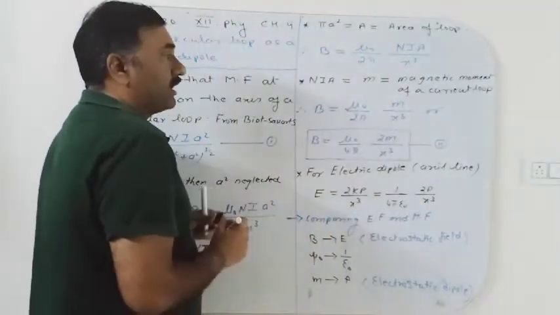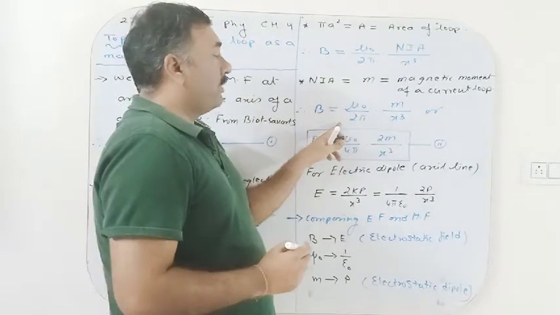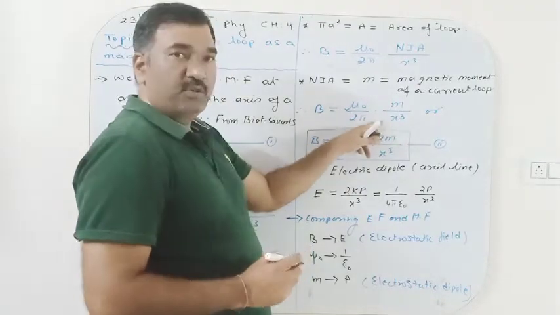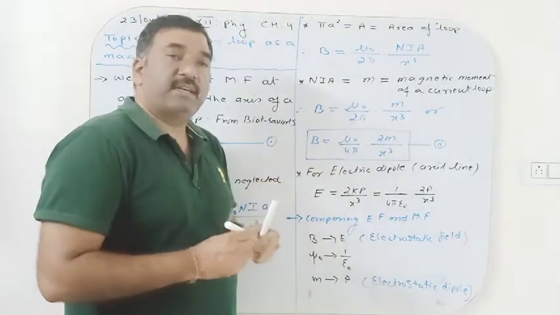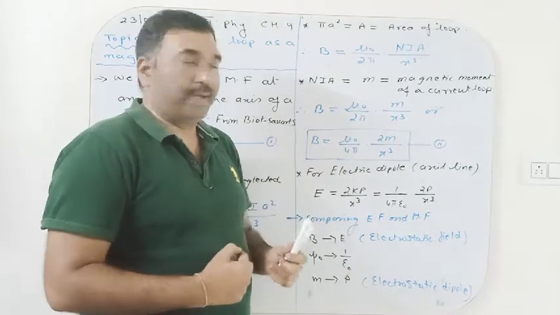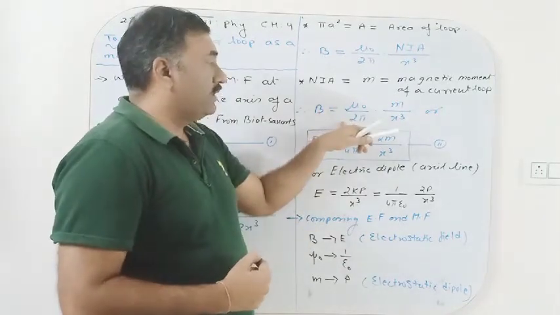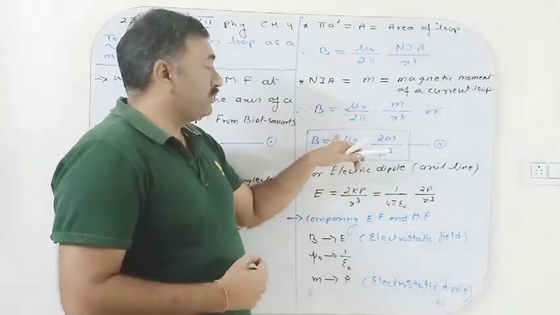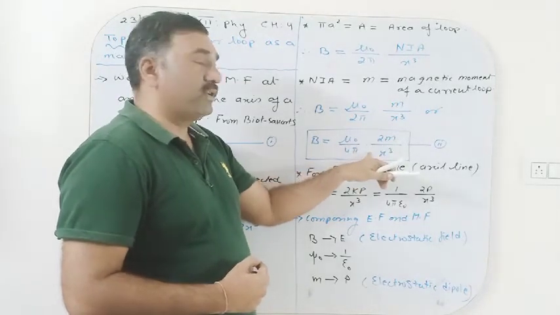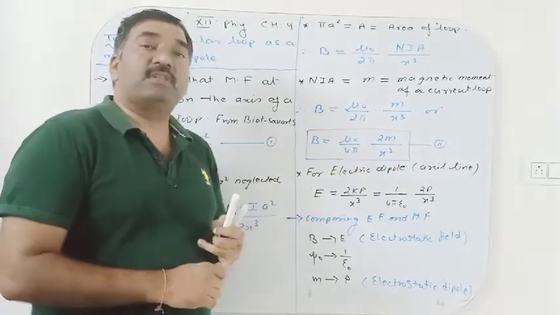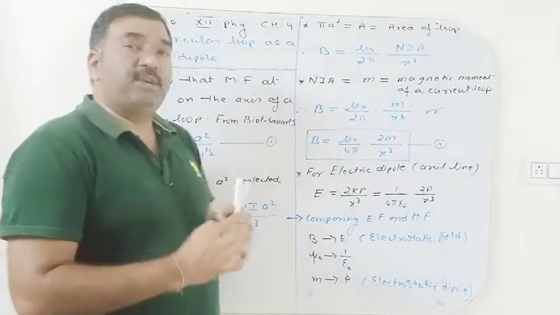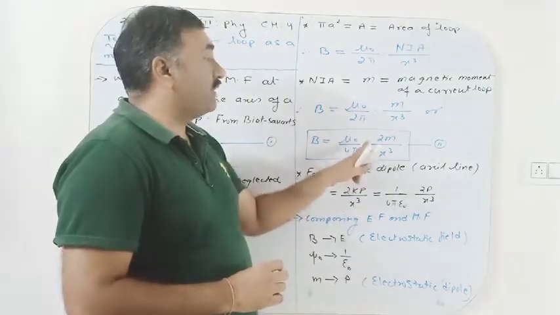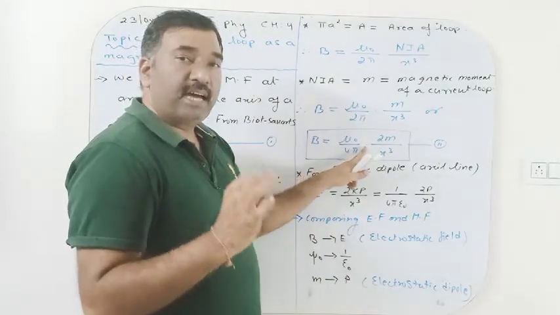Magnetic moment of a current loop is M. So B is mu 0 upon 2 pi into M upon x cube. From the beginning of the chapter we are studying mu 0 upon 4 pi. Here we have 2 pi, so to get 4 pi we multiply and divide by 2. So B is mu 0 upon 4 pi into 2M upon x cube. This is the formula for the magnetic field at any point on the axis in terms of the magnetic dipole moment.